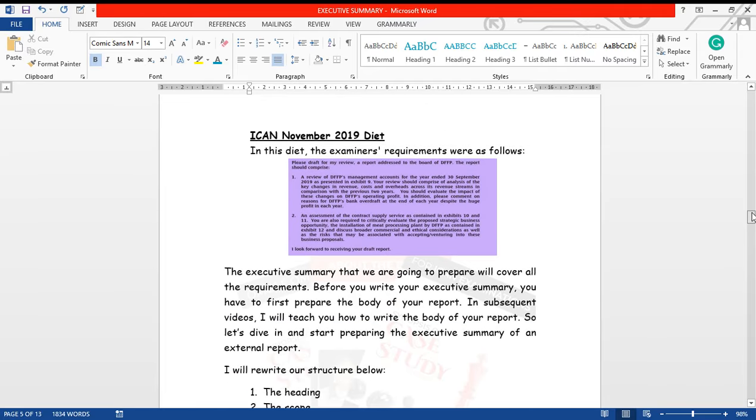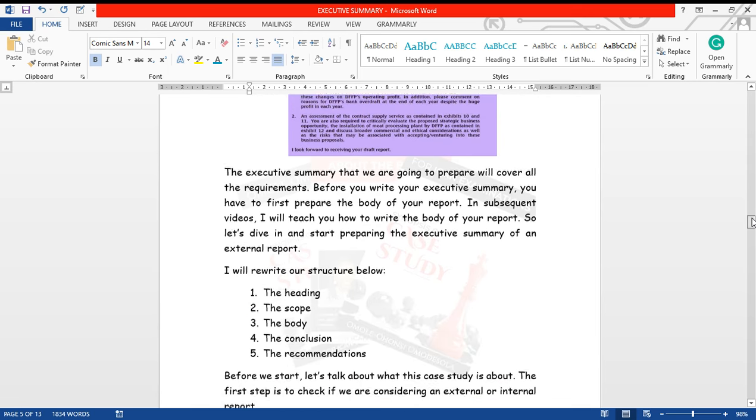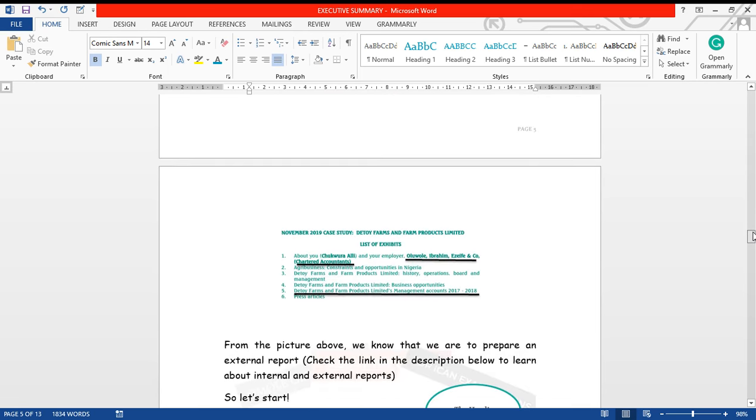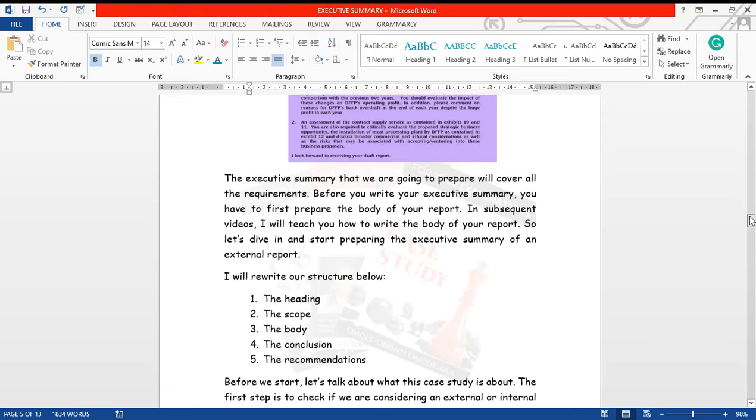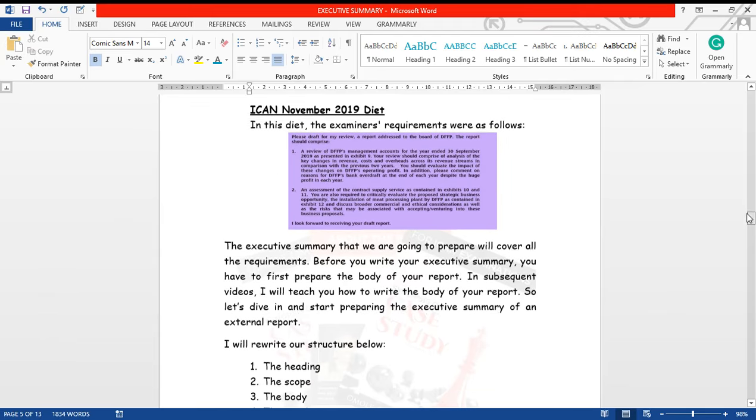The first one is an external report. We're going to be looking at it one by one. That's good. So in this diet, these are the examiner's requirements that were given. We're asked to review the management accounts, right?